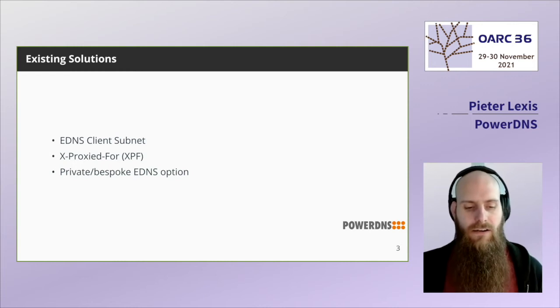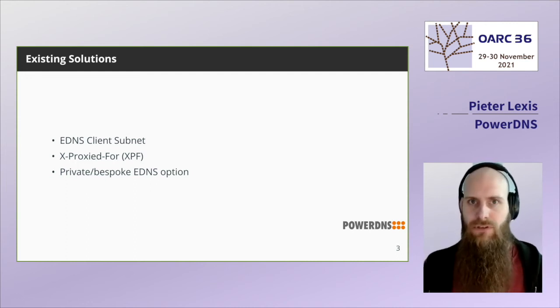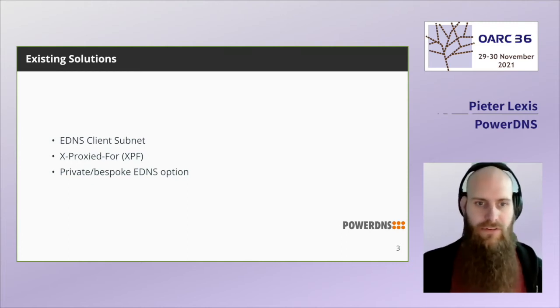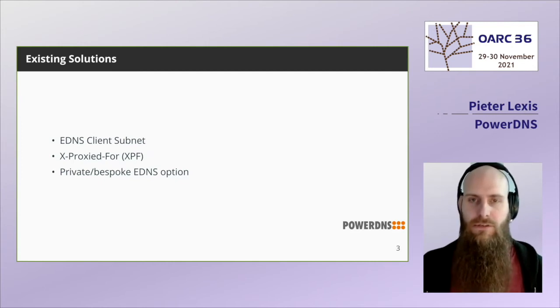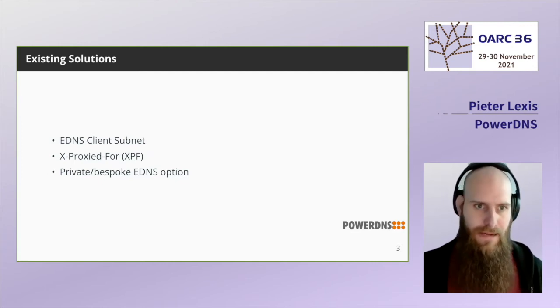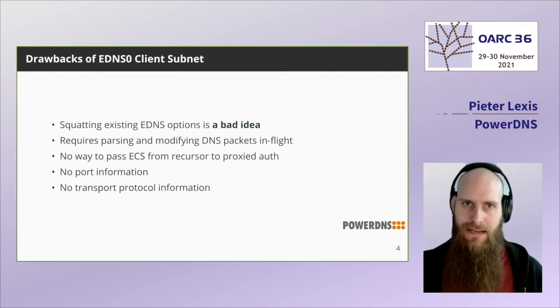And there are some solutions for this. One of them is abusing eDNS client subnet. Another is the X-Proxied-For or XPF record that can be added to the additional section. And then there are, of course, private and bespoke eDNS options that you put in the DNS packet from the load balancer to the backend. And these have several drawbacks.